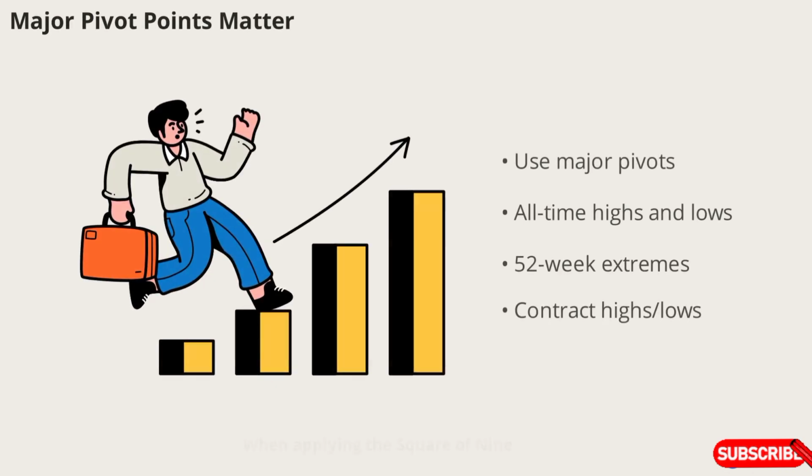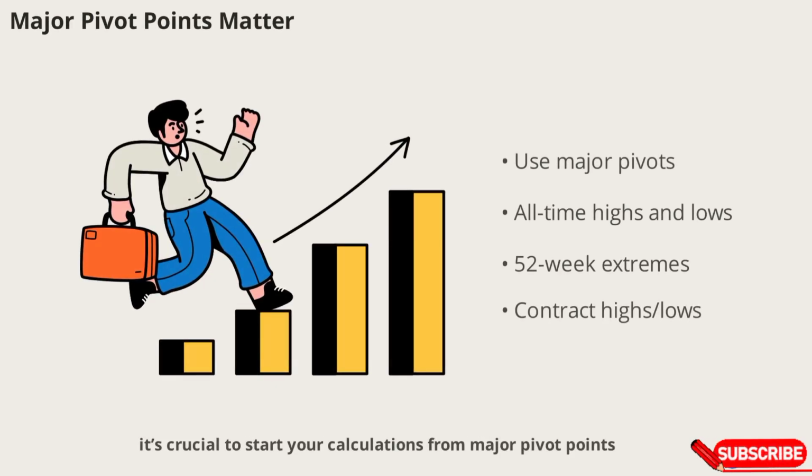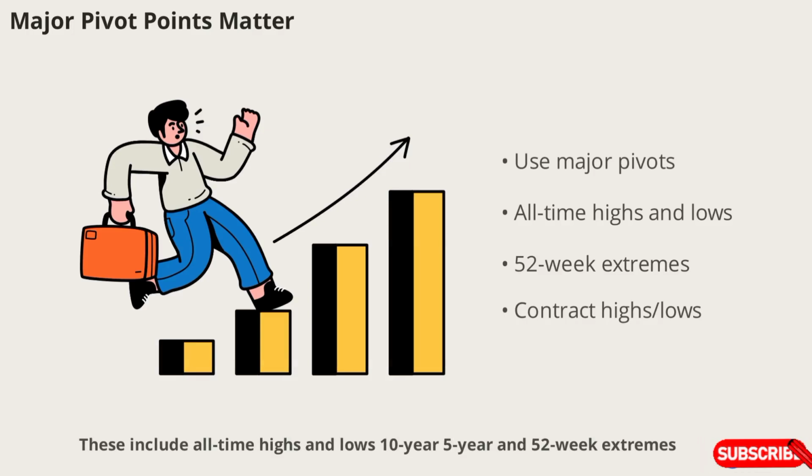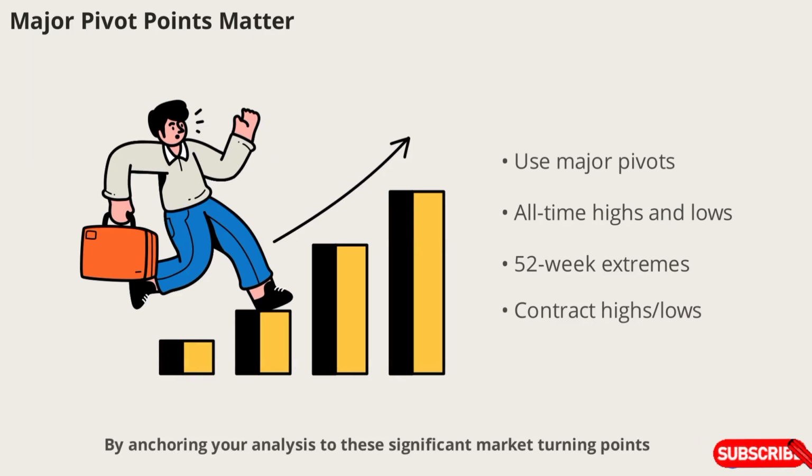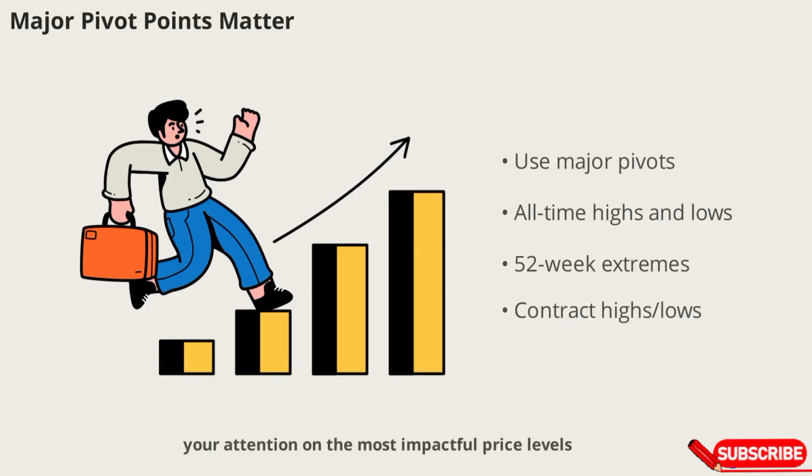In applying the square of 9, it's crucial to start your calculations from major pivot points. These include all-time highs and lows, 10-year, 5-year, and 52-week extremes, as well as contract highs and lows for futures. By anchoring your analysis to these significant market turning points, you ensure that your support and resistance levels are meaningful. This approach helps filter out noise and focuses your attention on the most impactful price levels, increasing the reliability of your trading decisions.